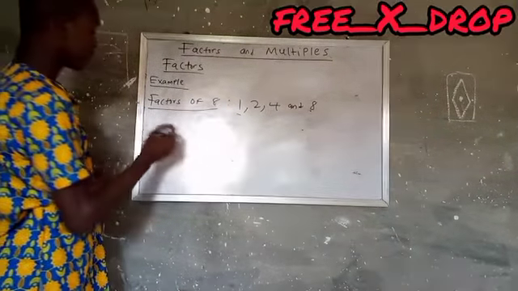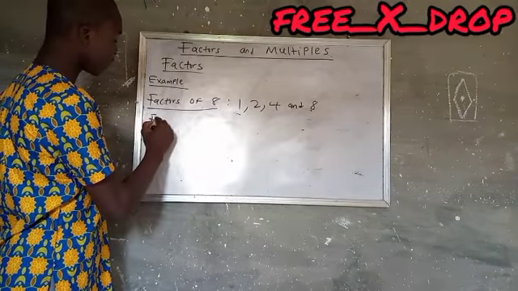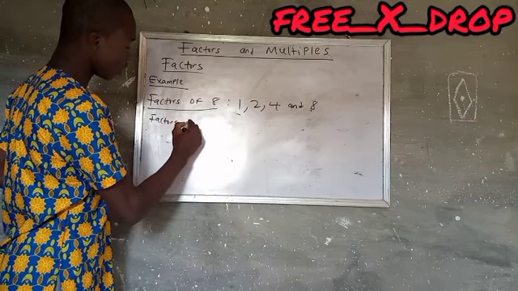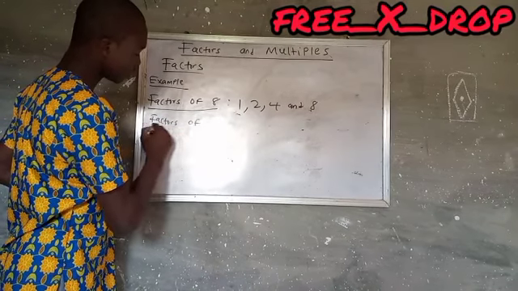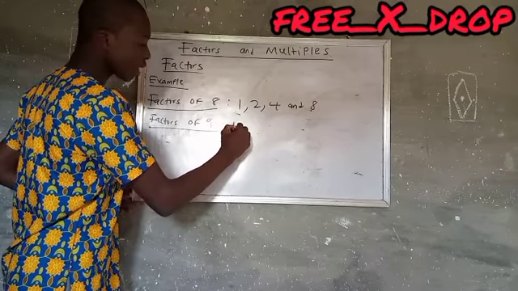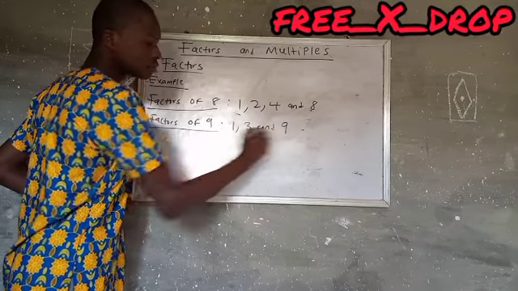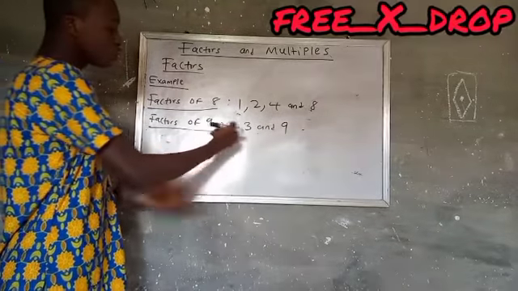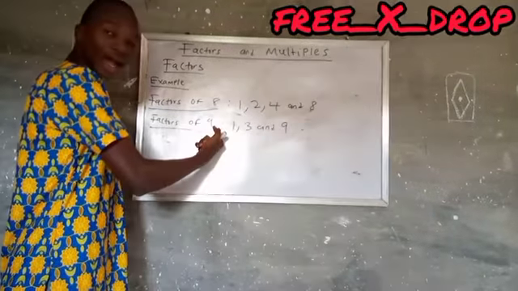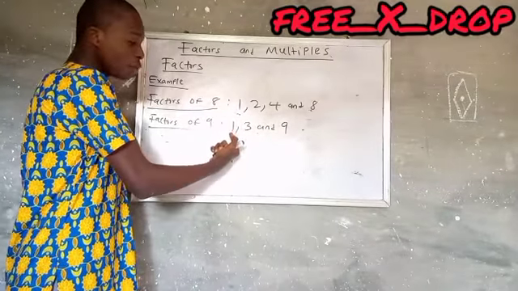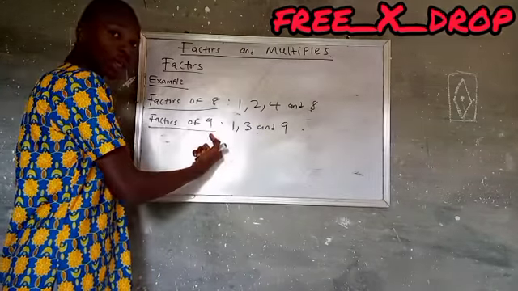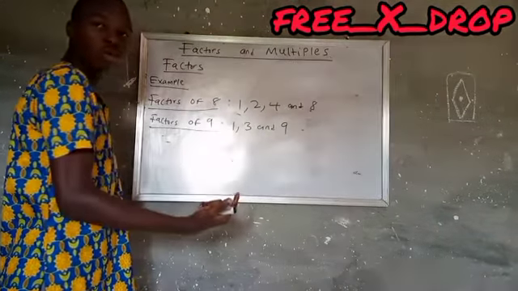They can also give you a question, the factors of 9. You have 1, you have 3, and 9. Why did we not put 2? Because 2 cannot divide 9. Why did we put 1? Because 1 can divide 9. Why did we not put 0? No, that's not part of it.